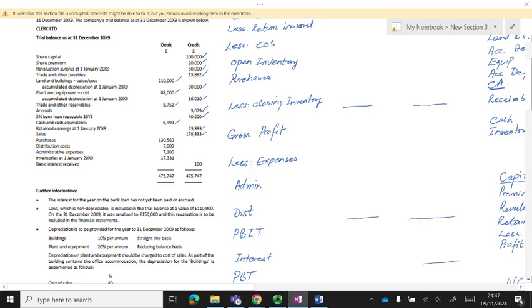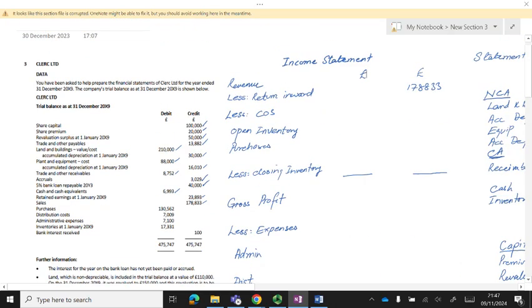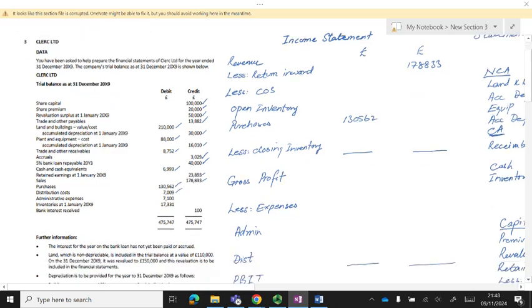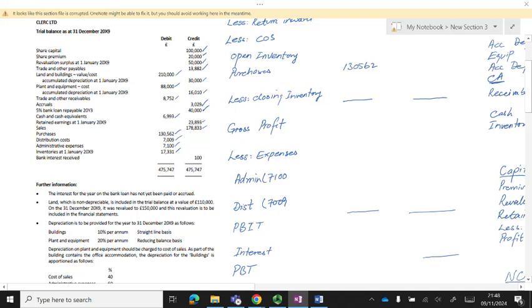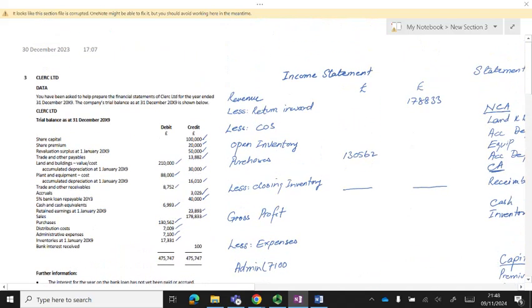Next is purchases 130,562. Distribution costs 7,009. Administration cost is 7,100. Opening inventory is 17,331.